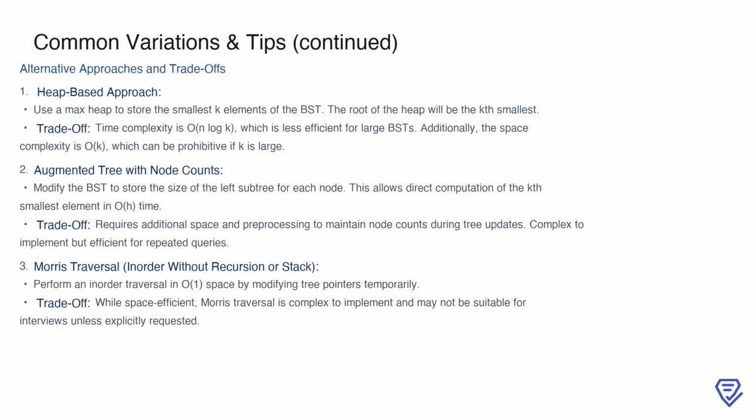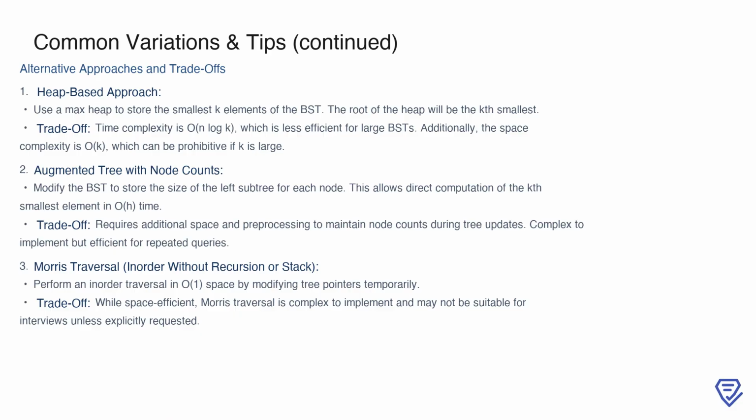There are also alternative approaches you might consider, each with its own trade-offs. One such method is the heap-based approach, where you use a max heap to maintain the smallest k elements of the BST. The root of the heap will then be the kth smallest element. However, this method has a time complexity of O(n log k), which is less efficient for large BSTs, and it requires O(k) space, which can become prohibitive if k is large.